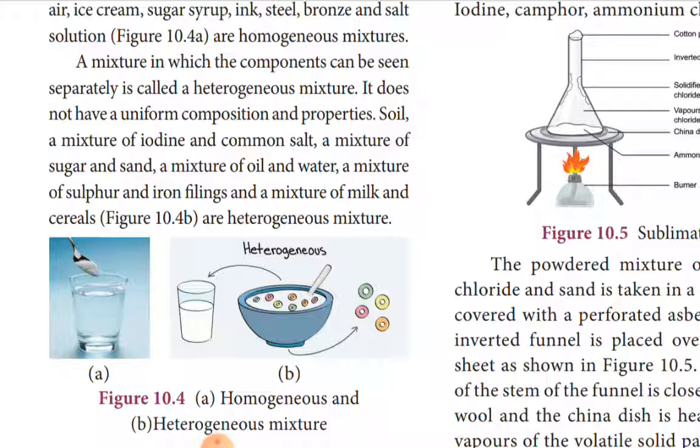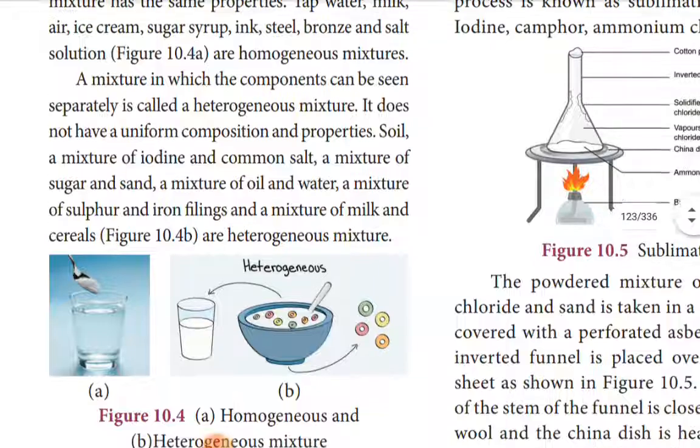Then a mixture of sulfur and iron powder. When you mix iron powder and sulfur, you can easily see the iron filings, and you can separate them easily using a magnet. The mixture of milk and cereals: when you add cereals to the milk, you can easily see them and separate them using the filtration method. So these are all examples of heterogeneous mixtures.